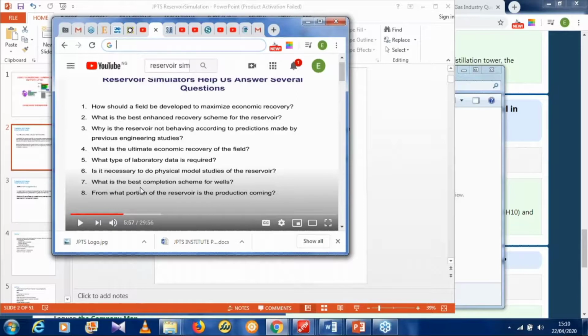Now, another thing is, what is the best completion scheme for the wells? We have the reservoir, then we have the wells. The wells are the connections between the reservoir and the surface. For us to get the crude oil to the surface, we have to drill the well. The video you were just watching is a video of a rig and a drilling operation going on to get to where the oil reserve is.